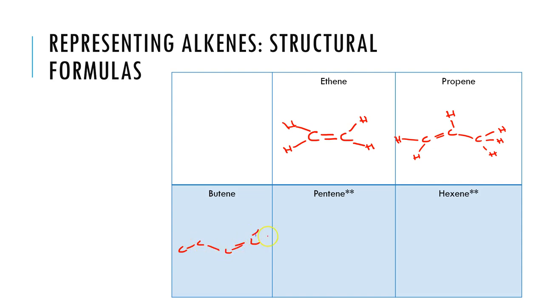Just going to draw butene this way. Again, remembering to ensure that our carbons 1, 2, 3, 4 all have four bonds around the carbon, okay? And then pentane. Hopefully you are drawing these along with me.